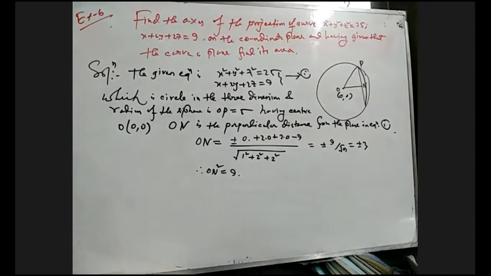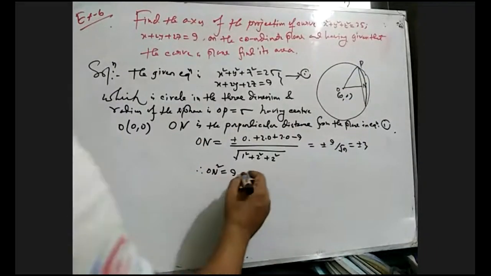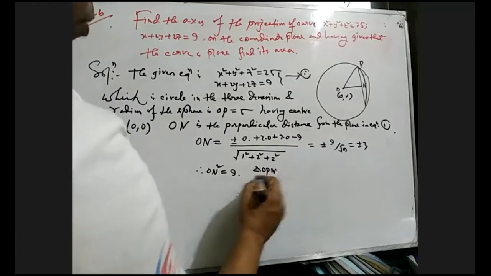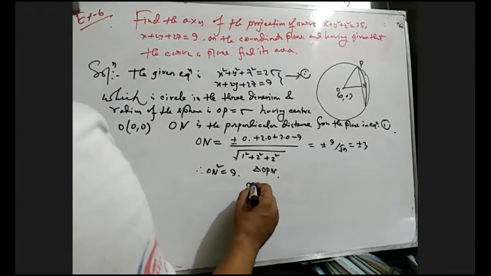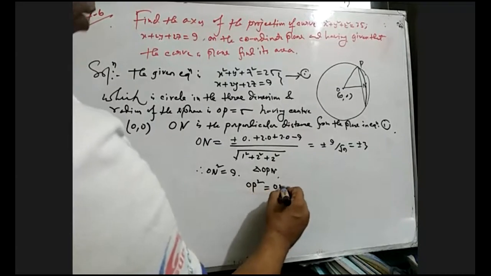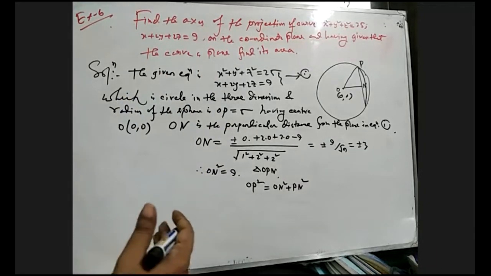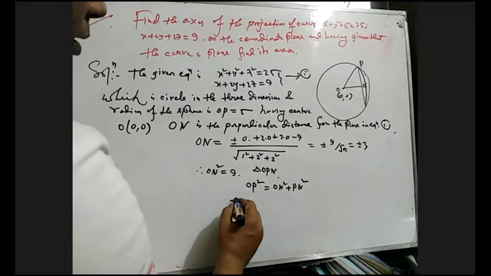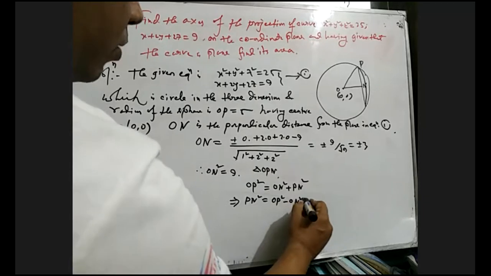We get 9. Now by Pythagoras theorem, UPN is a right angle triangle. So from triangle UPN, from Pythagoras theorem, we know UP square equals UN square plus PN square. That means hypotenuse square equals base square plus perpendicular square. You must know this from Pythagoras theorem. So from this, PN square equals UP square minus UN square.